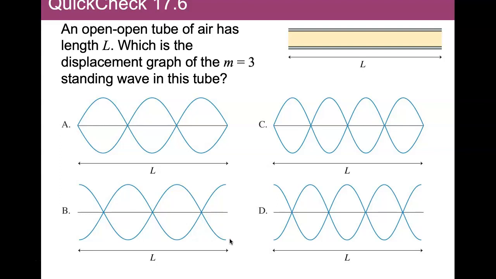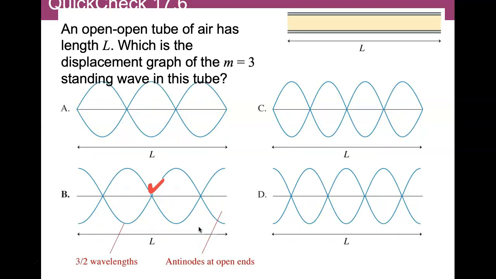3 halves. I fit 3 lambda over 2 inside my tube. This one wouldn't be correct because this is 1 lambda from here to here. This is another lambda. So 1 lambda from here to here, another lambda from here to here. So this seems to be 4 lambda over 2, right? So L in this case is 2 lambda. So we don't want that. We want 3 lambda over 2.